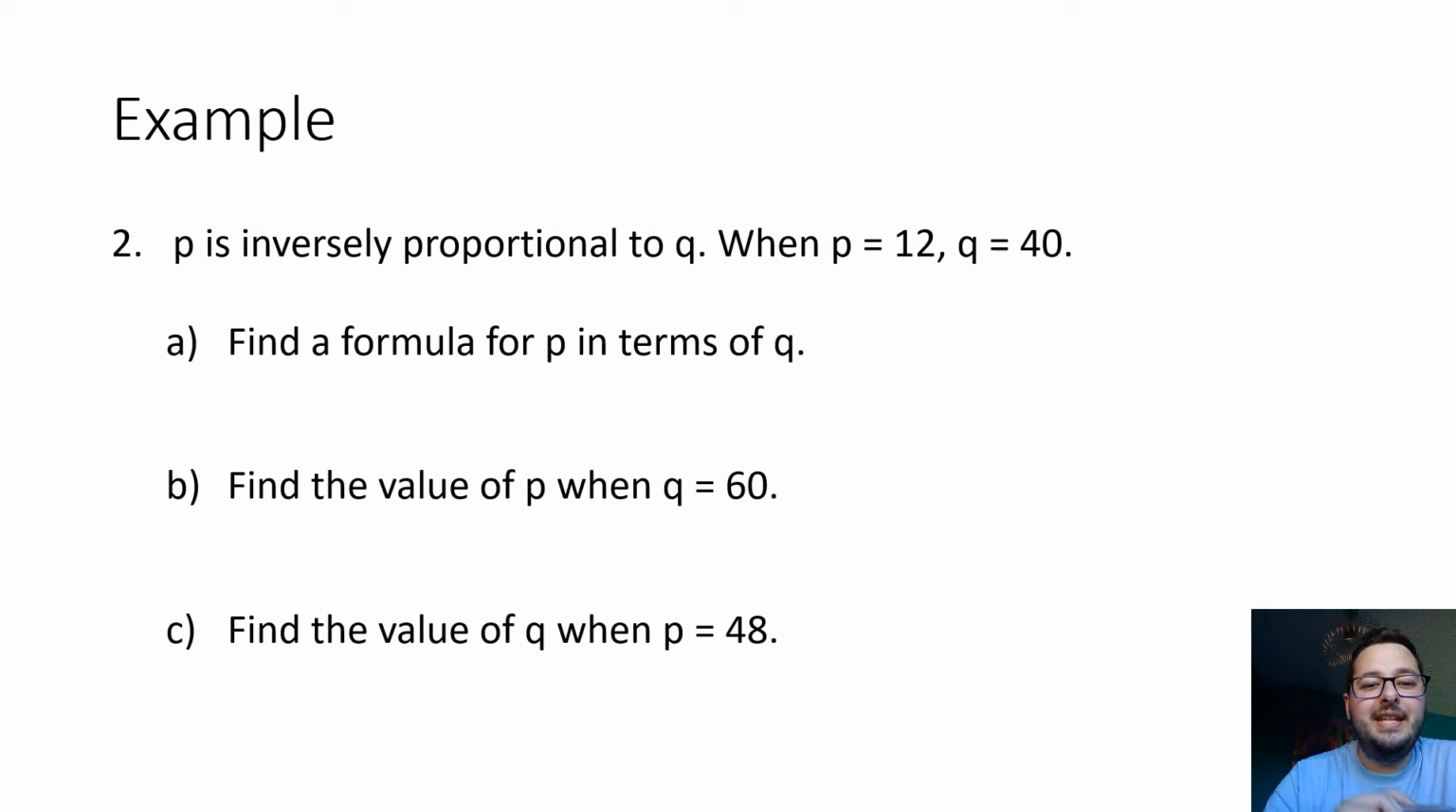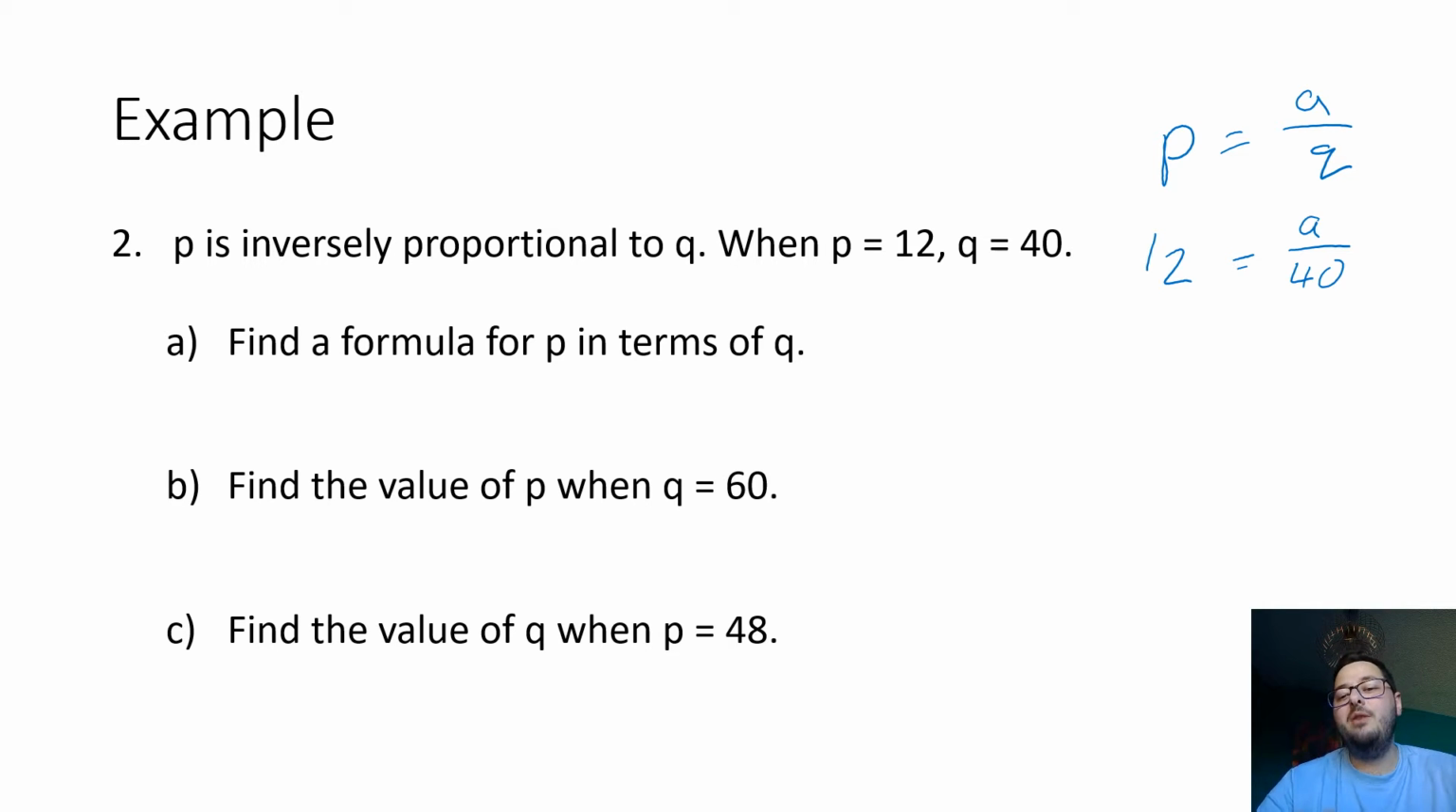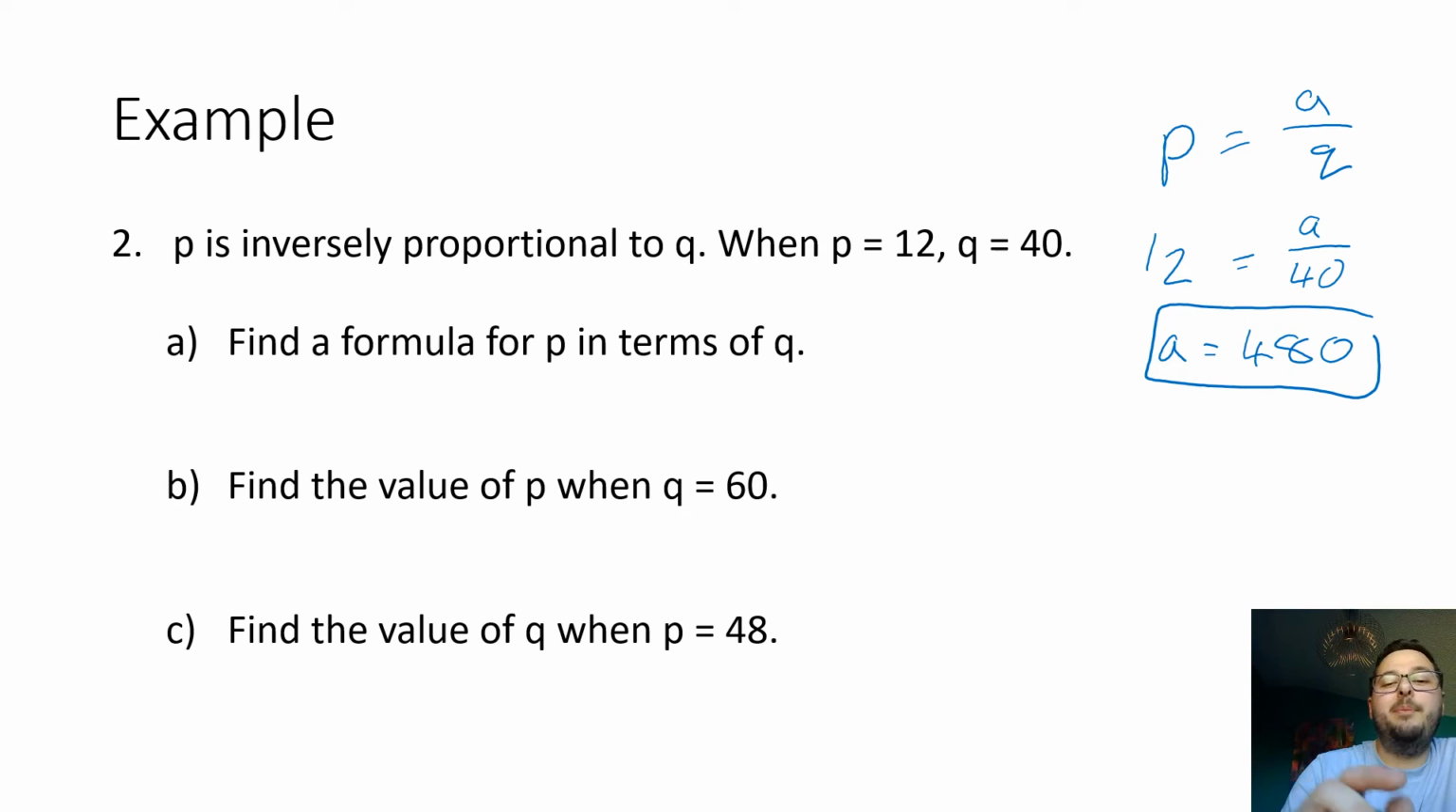Okay, next one. We've got P is inversely proportional to Q. So we can write that straight away. P equals something divided by Q. And it says when P is 12, Q is 40. So P is 12. And this is equal to a divided by 40. So again, we can times up by 40 to find out what a is, and 40 times 12 is 480. So a is 480. So when we want to find a formula for P in terms of Q, we can say that P is 480 divided by Q.